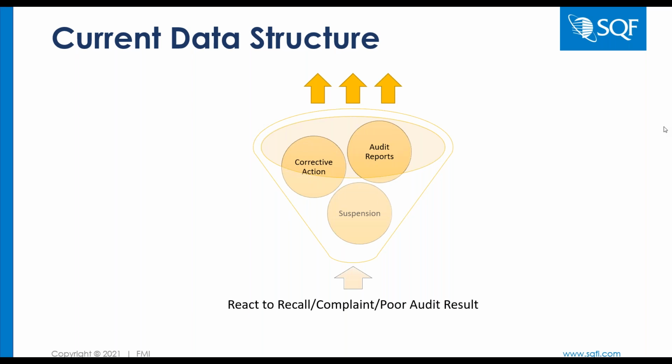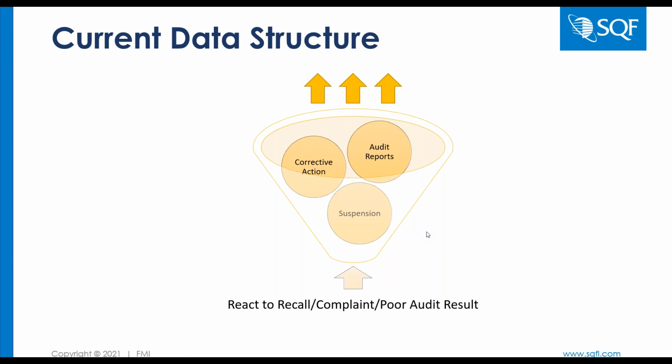Okay, but our current data structure requires us to take a reactive approach to things. So we are notified of a recall or a complaint or a poor audit result, and then immediately we start doing things. We start looking at the audit report and reviewing it. We look at the corrective actions. We start monitoring the site for suspensions. We pull a site history to see where they've been historically with SQF. We notify the CB if they haven't notified us already, who then notifies the auditor. So there's lots of stuff that starts going on. But unfortunately, the process begins with something bad happening first. So, something bad happens and then everything goes into motion. So we want to change that approach.